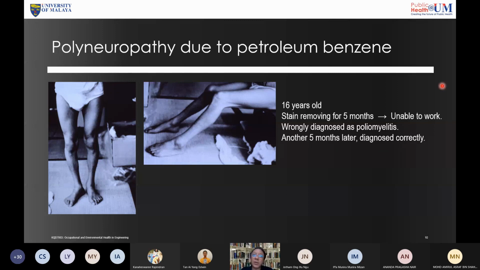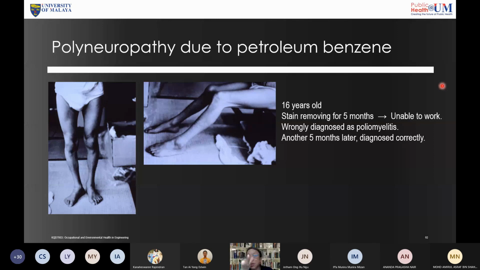As I mentioned last week, sometimes when you want to clean your engine, or you clean any parts that contain a lot of chemicals, or to remove stains, you clean it with petrol. So that is not recommended. That is not allowed. Benzene used for degreasing is not allowed in Malaysia. It has been banned in Malaysia.